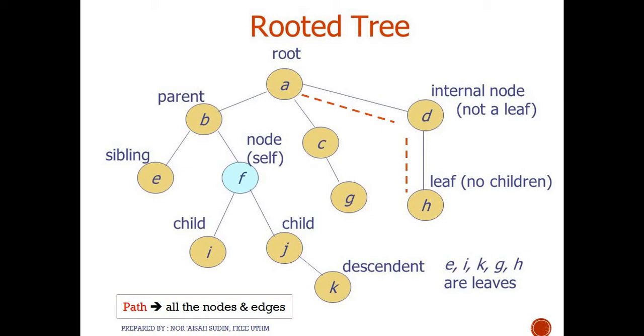This is an example. The dotted line here is a path, for example, the path from A to H. So we combine all the nodes from A to H, and then also the edges. What is the edge? An edge is from A to D, one edge, and D to H is one edge.